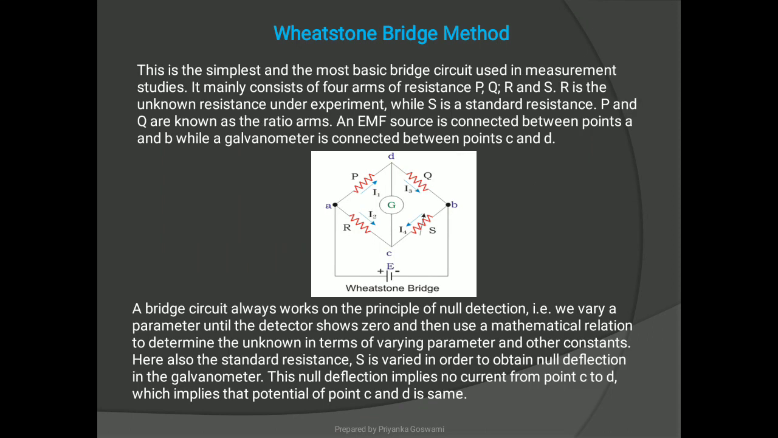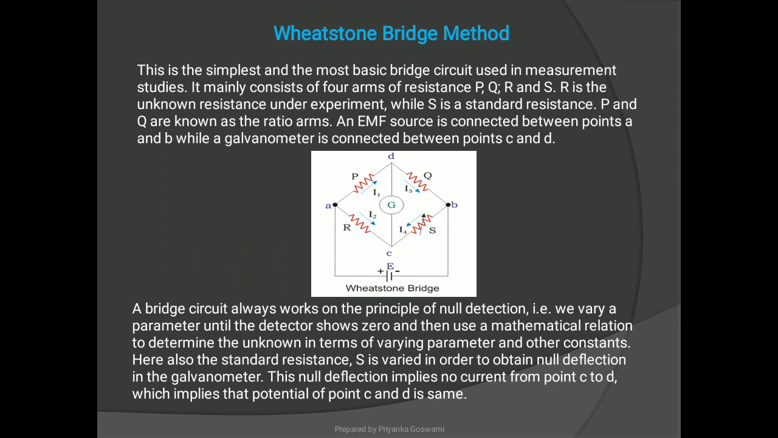Now we will study the Wheatstone bridge method. The Wheatstone bridge method is used for the measurement of medium resistances. The basic circuit diagram of a Wheatstone bridge is shown in the figure. The bridge has 4 resistive arms together with a source of EMF or a battery and a null detector, that is, a galvanometer. The current through the galvanometer depends on the potential difference between the points D and C.